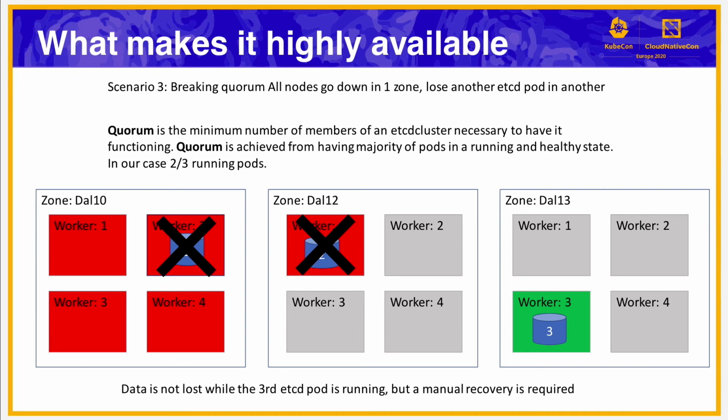With only one etcd pod running, the data is still being persisted in the pod and is in a read-only state to the etcd operator instances. If we were to lose the final pod in DAL 12, we will not be able to recover the data, and manual recovery is needed to recover from the most recent backup.